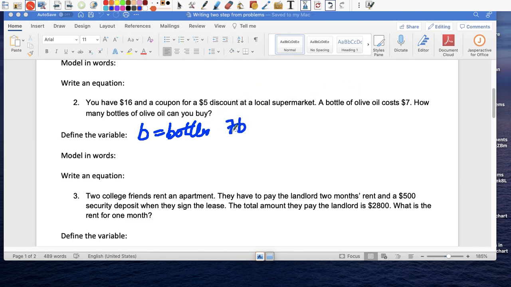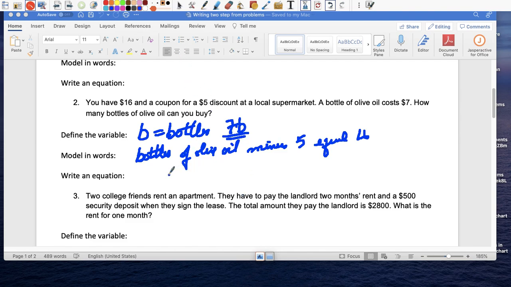So each bottle is worth 7. Modeling words: the bottles of olive oil, minus 5, right? If you take a discount, minus 5, equals 16. So 7 times the number of bottles, plus you get minus $5 discount here. All that equals 16. So how many bottles of olive oil can you buy?